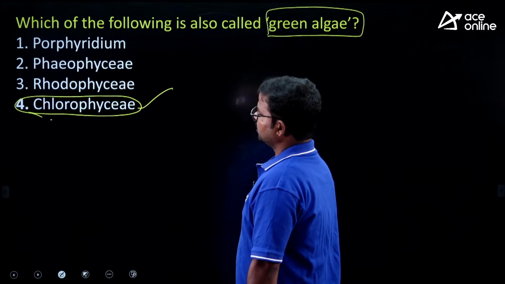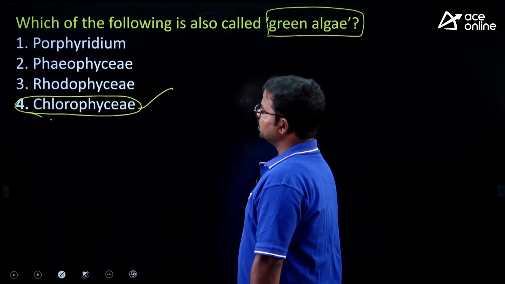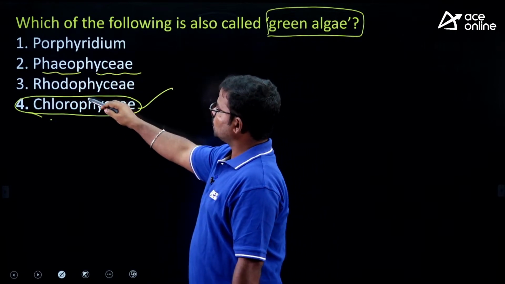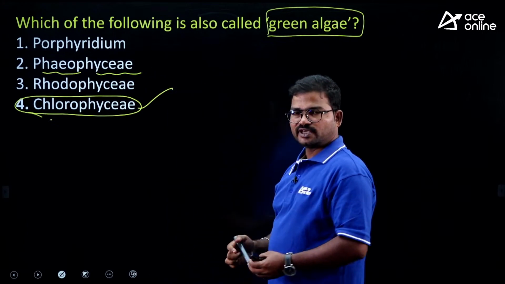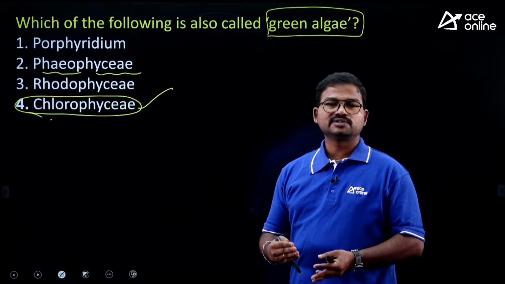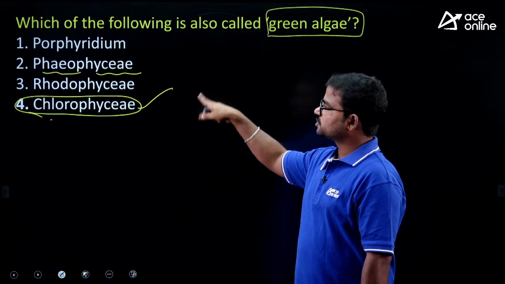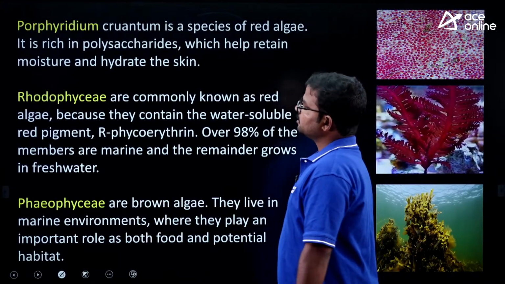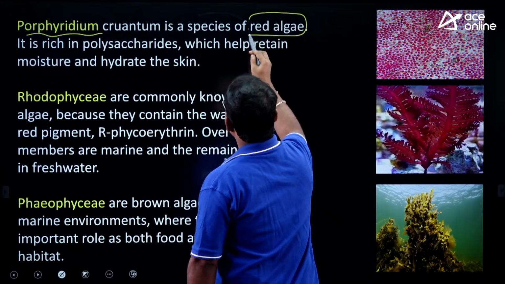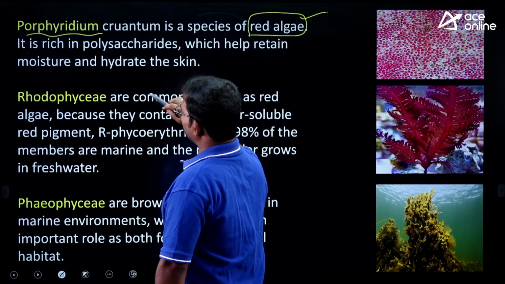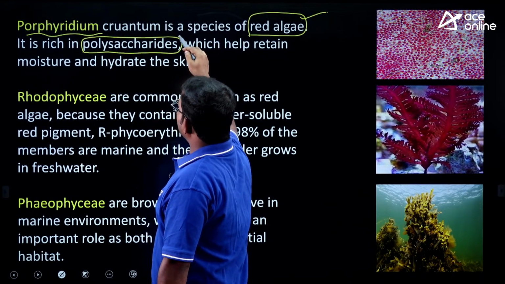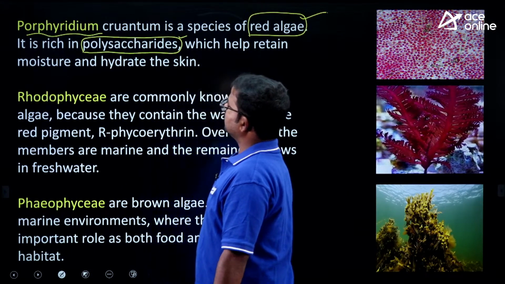What about the remaining ones? Porphyridium, phaeophytes, rhodophytes. We have different types of algae: red algae is there, brown algae is there. So which category do these three options concern? If you consider Porphyridium, it is considered red algae. Why? Because polysaccharides are majorly present in it. Because of the existence of these derivatives, it looks like red algae.